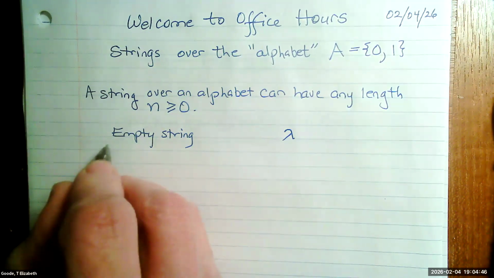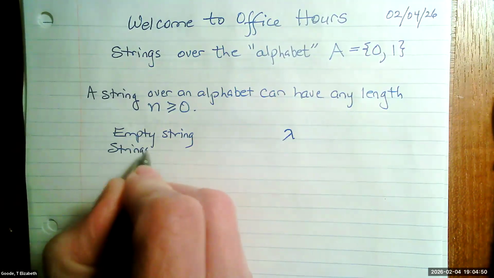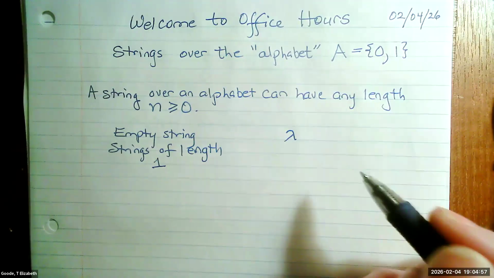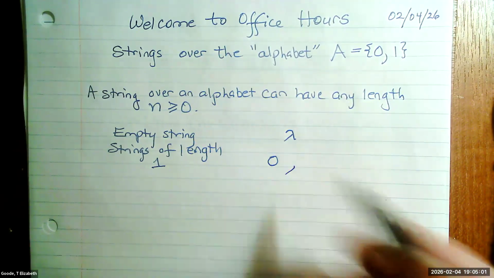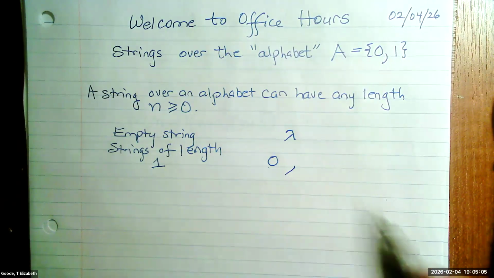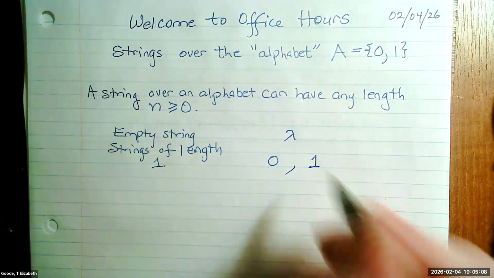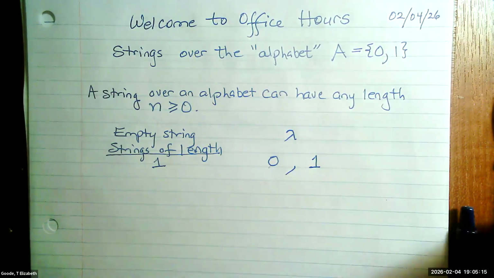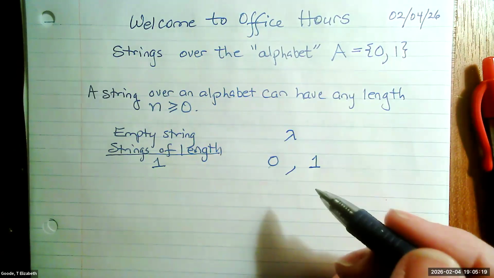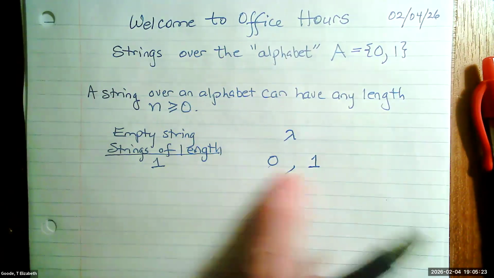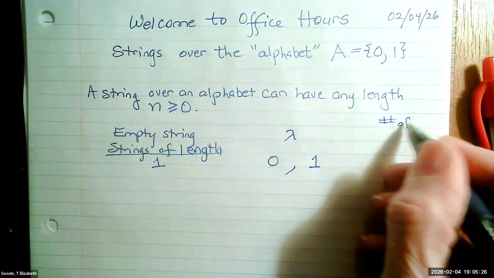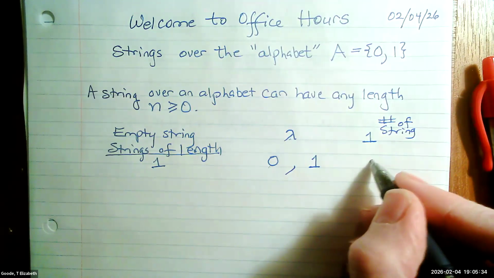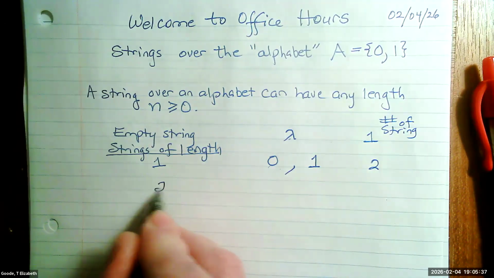All right. But strings of length 1: if the string is length 1, then the options are it could just be a 0. That's one of the strings of length 1. It just has one digit, one letter, so to speak, from the alphabet, or 1. There are two different strings. So the number of strings of length empty, there's only one string that's empty, but there are two strings of length 1. Let's think about strings of length 2.